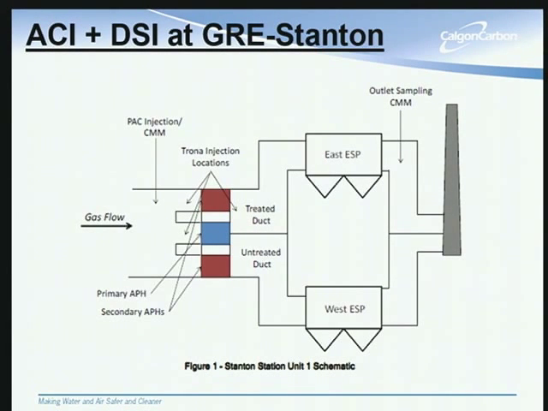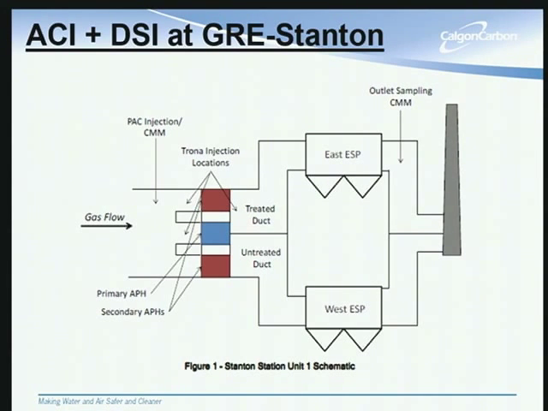Here's a full-scale example. This was conducted jointly with, I think, EPRI sponsored this test. This was carried out at the Stanton station. This is a 140 megawatt PRB-fired unit with an ESP. Actually, they have two ESPs, as you see in the flow diagram. And not only do they have two ESPs, but they have three air preheaters. There's a central primary air preheater and then two secondaries.